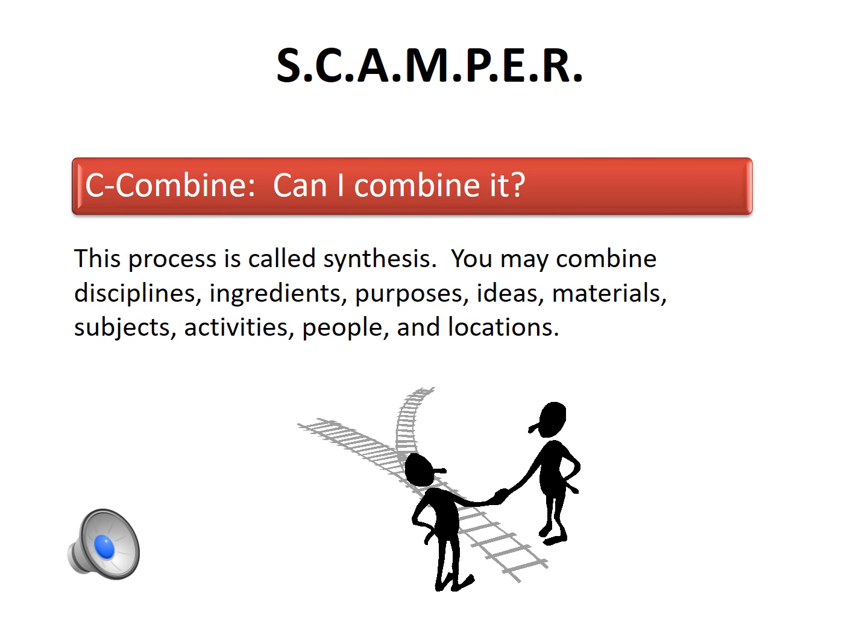The next portion, C, stands for combine. You ask yourself, can you combine it? This process, also known as synthesis, lets you combine disciplines, ingredients, purposes, ideas, materials, subjects, activities, people, or locations. For example, merging phone technology with digital cameras produced a new revolutionary product in the telecommunications industry. The combine technique discussion can also include the following questions. Can we merge two steps of the process, or could we apply two processes at the same time?